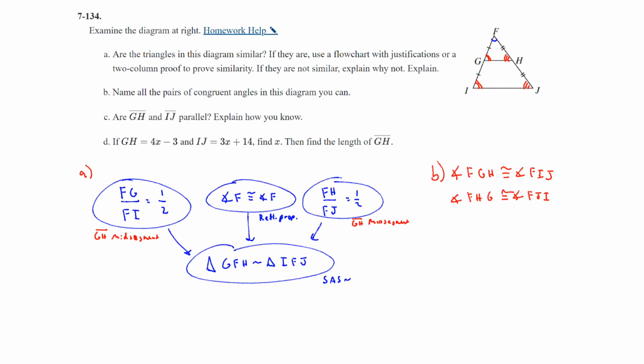All right, part C. Are line segment GH and line segment IJ parallel? So GH and IJ parallel. And the answer to that question is yes, they are, because their corresponding angles are congruent. And since their corresponding angles are congruent, we know that the lines are parallel.